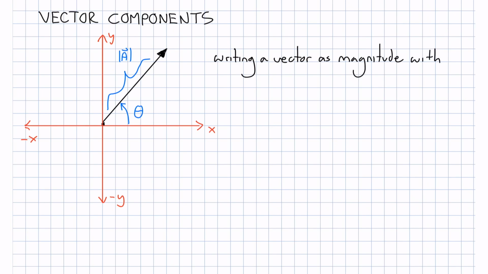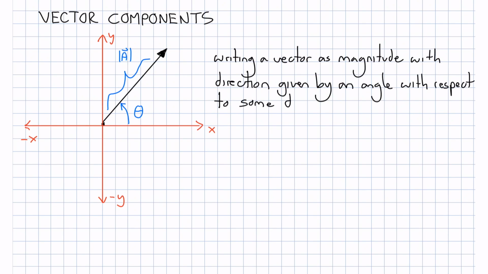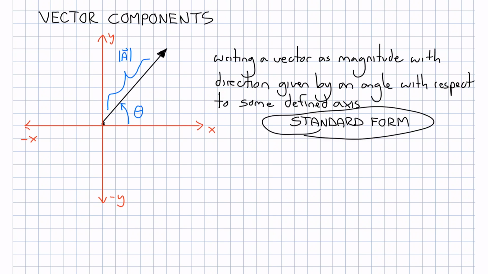So, one way of reporting a vector is to write its magnitude, which includes a unit, and its direction, which you would write in terms of an angle measured relative to one of the axes of your coordinate system, like the x-axis or the y-axis. Reporting a vector in this way is called the standard form.